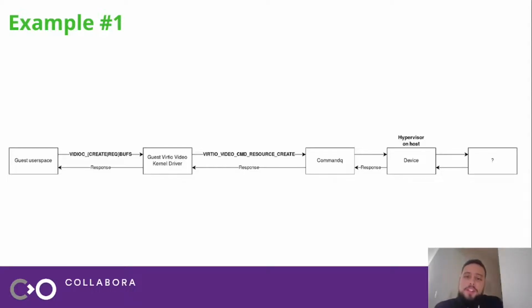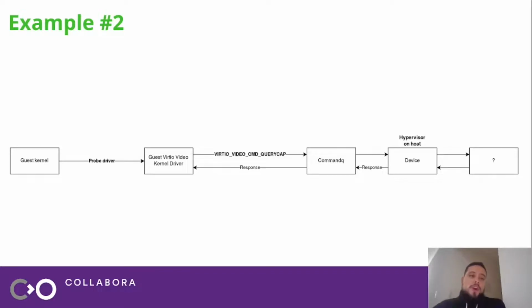It's going to place this command into the command queue, and then the device running on the host's hypervisor will notice that there's a command to be processed in the command queue, and it's going to talk to some black box, which I've denoted here as a question mark box. This question mark box will possibly do some work and possibly produce a response, and then this response is going to be piped all the way back into the guest Virtio video kernel driver. The driver will again be given a chance to process this response and even make it available to the guest user space by placing it into some Virtio specific data structure.